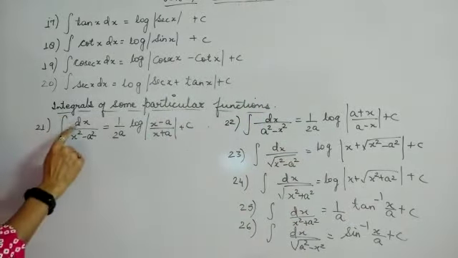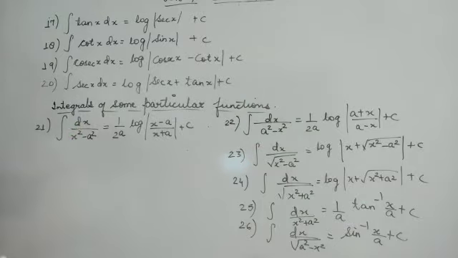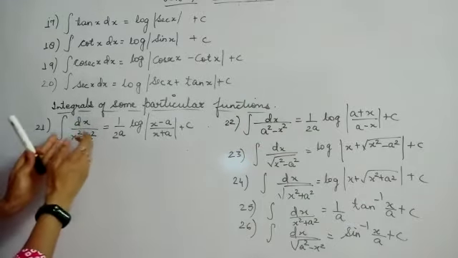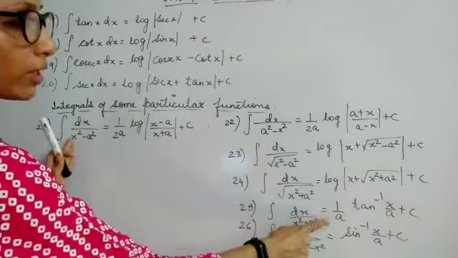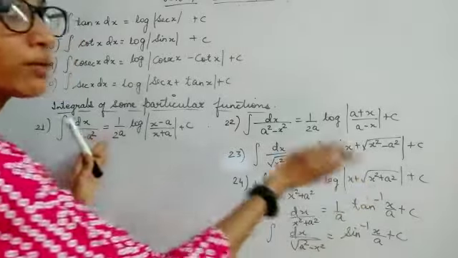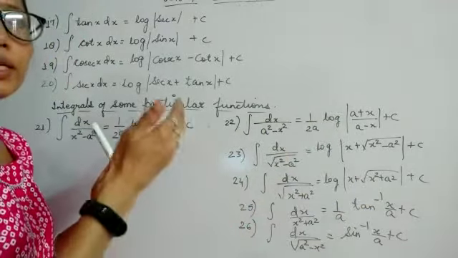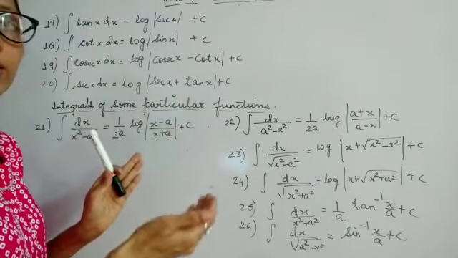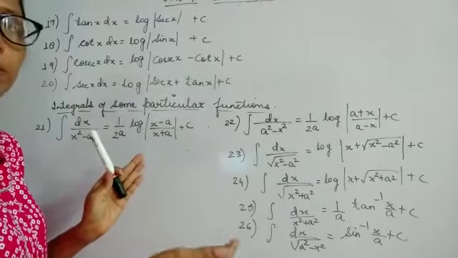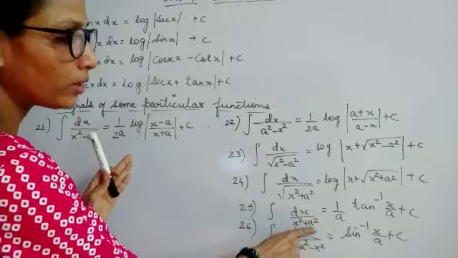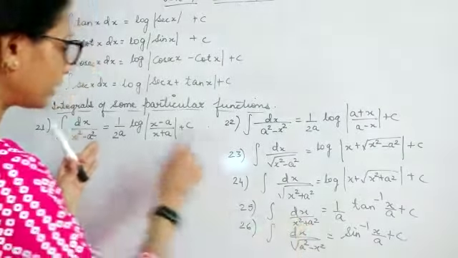This is integration of dx upon x square minus a square. Don't get confused this formula with this formula, because the tan inverse x formula we have read in derivatives, that the derivative of tan inverse x is what? 1 upon 1 plus x square. I have replaced that 1 with a. But here it is plus and here it is minus.